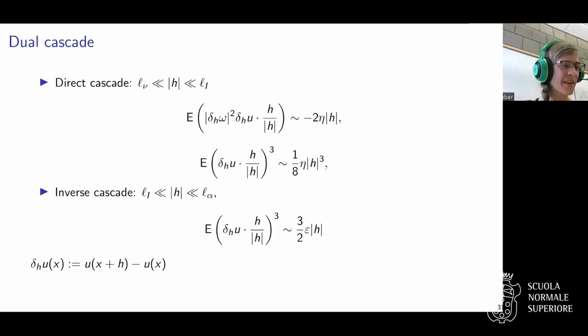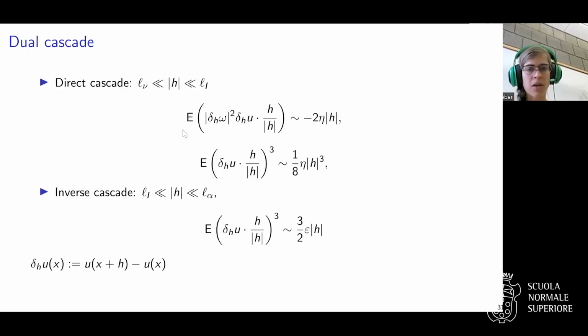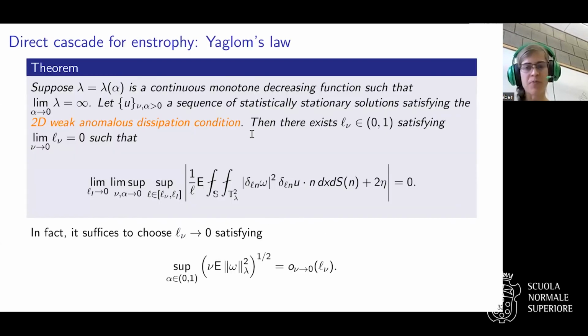Let's make this more rigorous. The first one, as I said, is called Yaglom's law, and here's the rigorous version of it. I said we send lambda to infinity, so it must be a continuous monotone decreasing function in alpha as alpha goes to 0. Assume we have this weak anomalous dissipation condition, then this expression here, which is the averaged version over the torus and the circle of this expression, the informal version, behaves as -2 times eta.